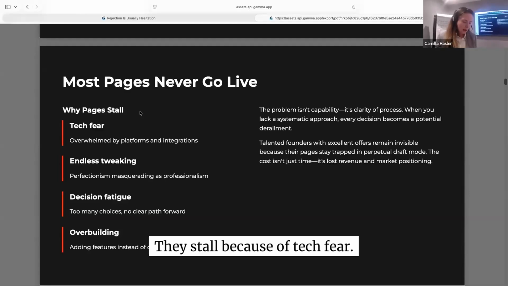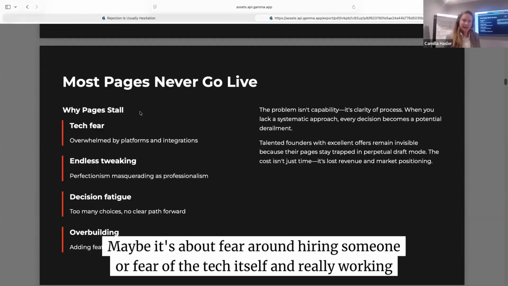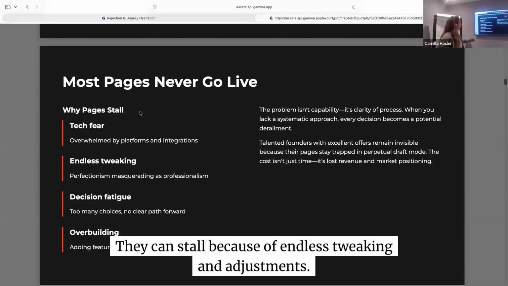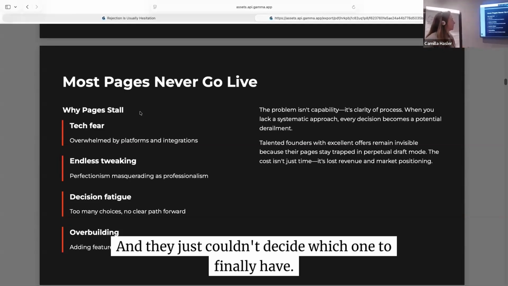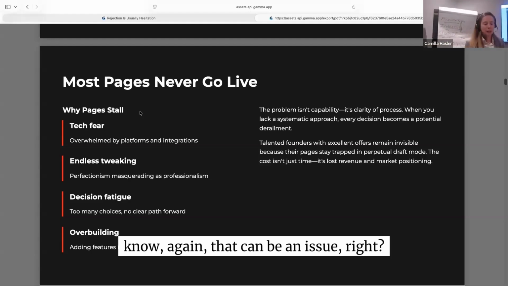They stall because of tech fear, right? Maybe it's fear around hiring someone, or fear of the tech itself and really working with it. They can stall because of endless tweaking and adjustments. Oh my goodness, who here has had the most perfect landing page in about 30 different variations, and they just couldn't decide which one to finally have? Again, that can be an issue, right?